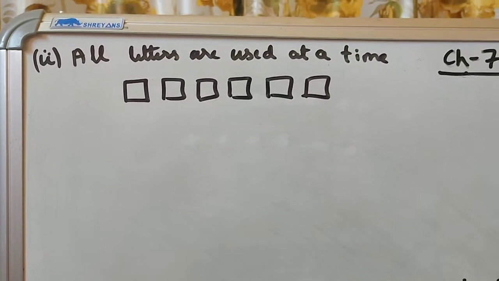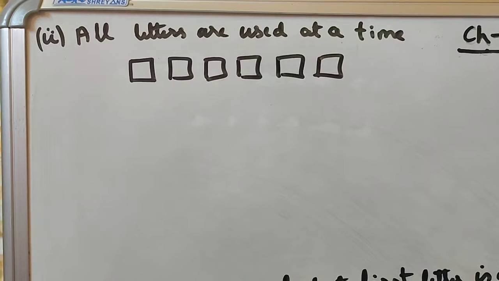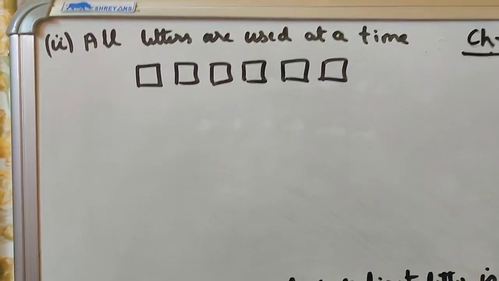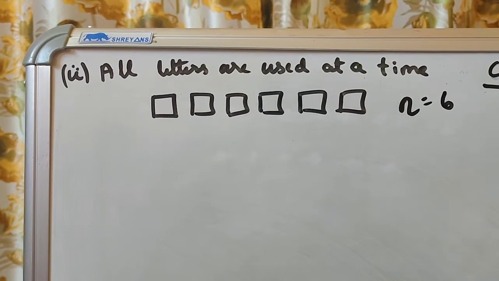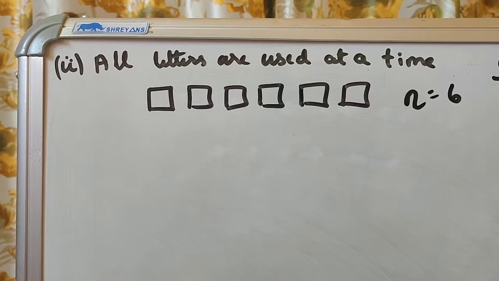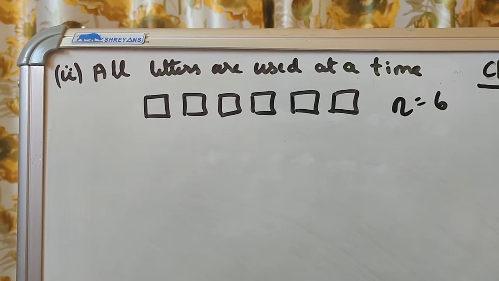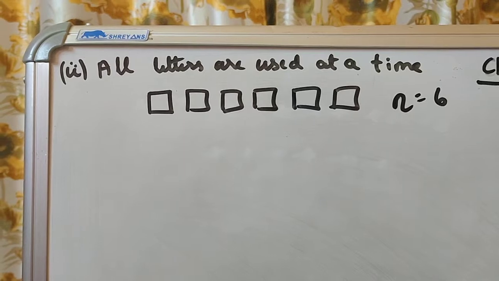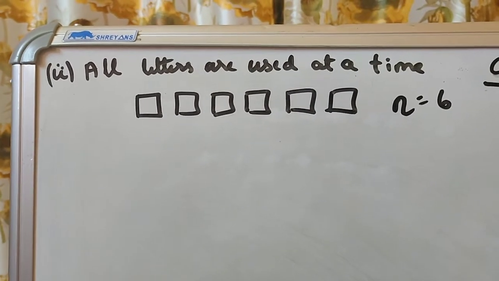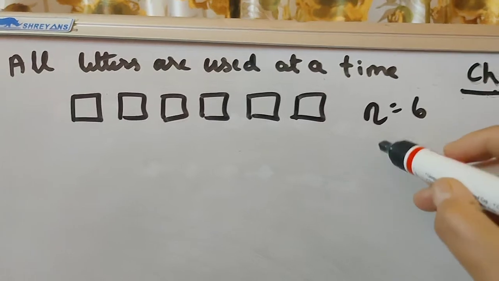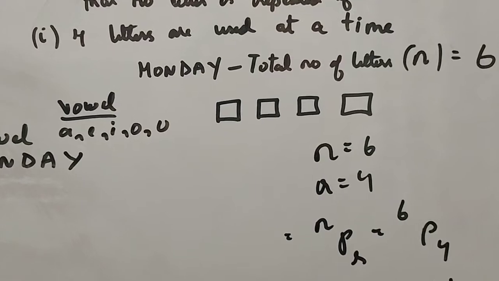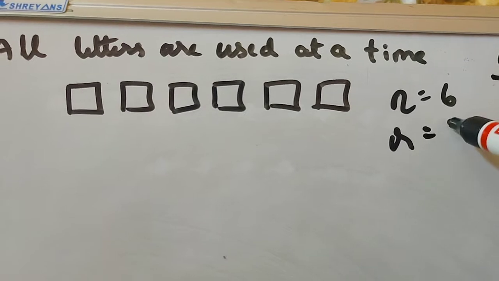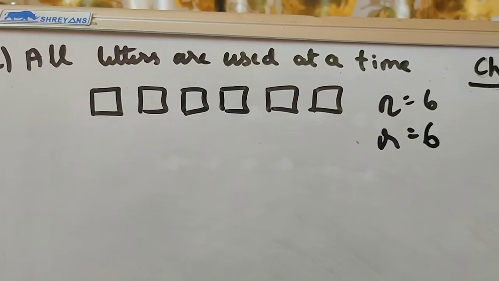Now the next is all letters are used at a time. That means in Monday, the total number of letters is 6, okay? Your n is 6. And here, the words also must be 6-letter words. All 6 letters must be used exactly once, okay? So now here your r will be what? Previously, in the first part, my r was 4 because we were using 4 letters at a time. Now we are using 6 letters at a time, so my r also will be 6, okay?